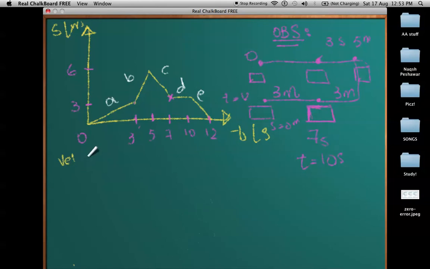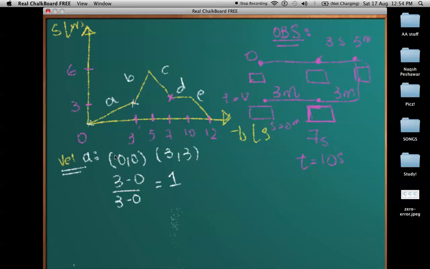The velocity at A. Let's find out the gradient at A. So let's take this one point and this one point. One point would be 0 and 0. You all know this now. 3 and 3 is the other point. Gradient is y2 minus y1 over x2 minus x1. So this would be 3 minus 0 divided by 3 minus 0, which is 1. So it is a positive gradient. I can expect a positive gradient because it's going from bottom to top.